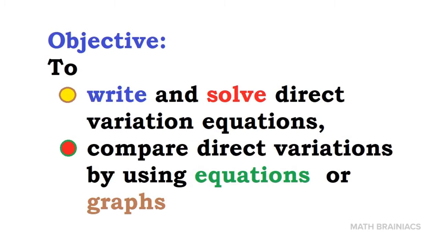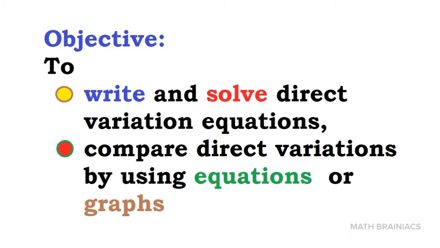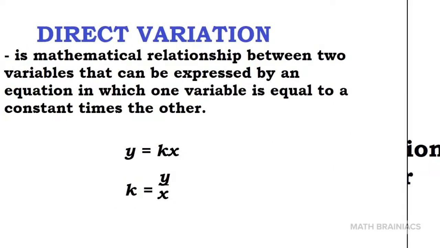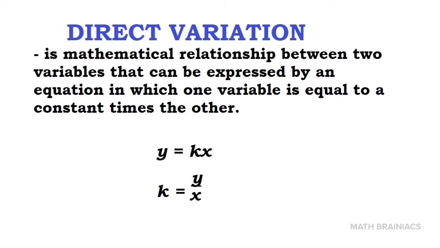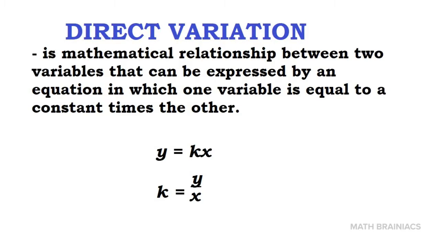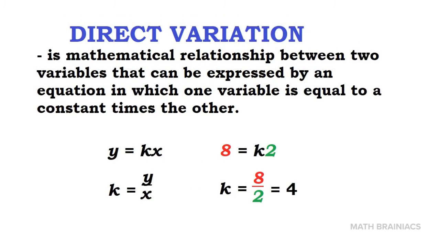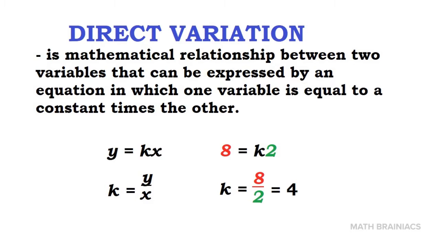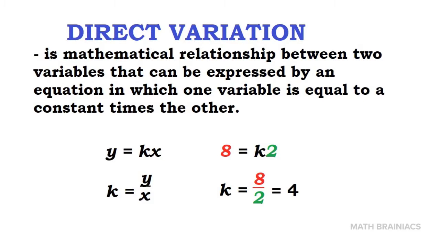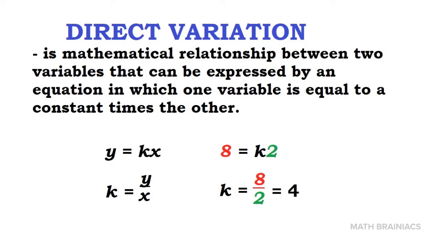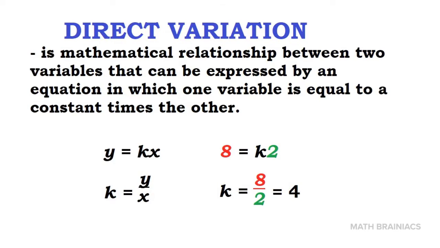We're going to learn today how to write and solve direct variation equations and compare direct variation by using equations and graphs. Direct variation is a mathematical relationship between two variables that can be expressed by an equation in which one variable is equal to a constant times the other. For example, if y varies directly with x and y is equal to 8 when x is equal to 2, the constant of variation k is equal to 4. You're just going to get the quotient of y over x, which will give us 8 over 2. And the answer is 4.